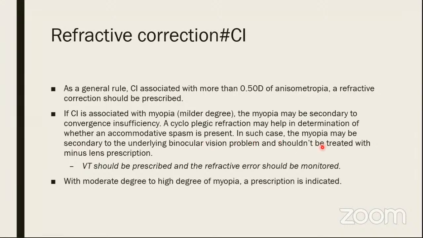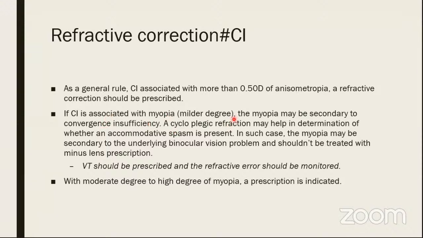Okay, so if the myopia is secondary to a binocular vision problem, then prescribing a minus lens would not help the patient, and in those cases, vision therapy should be performed, or the patient should be treated with different approaches, and the refractive errors should be monitored. Okay, again, I'm just going to repeat that.